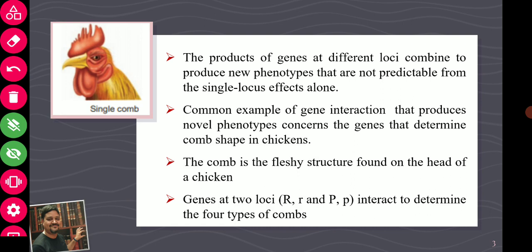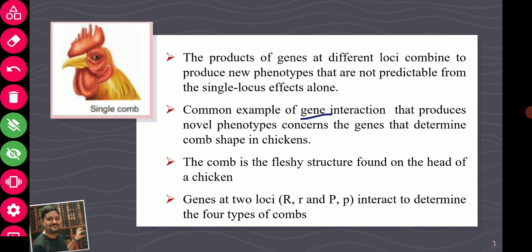The products of genes at different loci combine and produce a new phenotype which is not predictable from the single locus effect alone. As in the case of a monohybrid cross, we were able to predict the F2 genotypic or phenotypic ratio, but here two alleles at different loci are involved. We were thinking that the comb pattern in poultry may be controlled by one gene. If we thought that it is controlled by one gene, we would not be able to predict the actual comb pattern inheritance. So, the work done by Bateson and Punnett came with the finding that this is controlled by two different genes present at different loci.